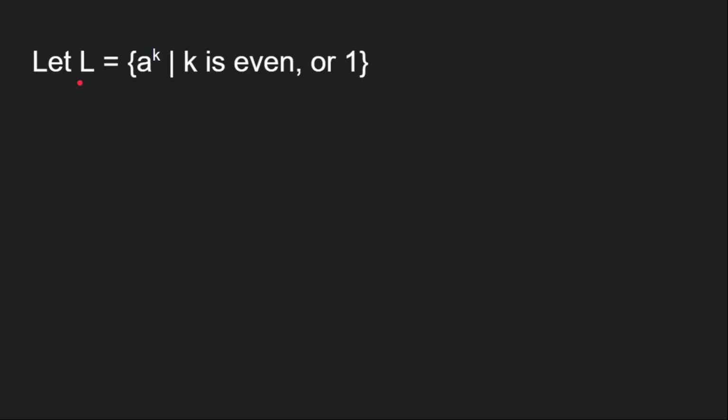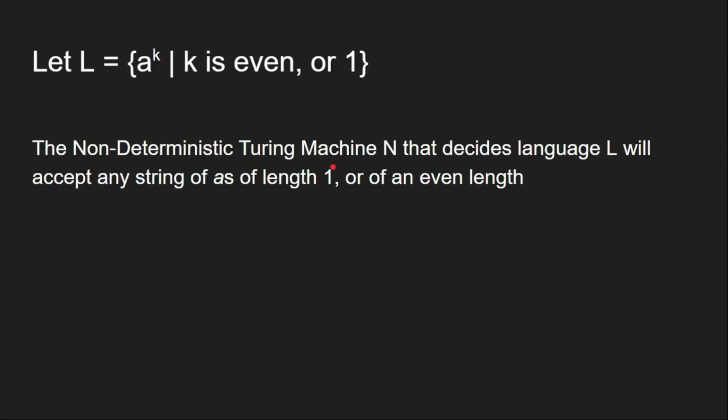The NTM that will accept L we will call N, and this will be our example non-deterministic Turing machine. L will consist of any string of A's of length 1 or of an even length. So examples will include 6 A's, 1 A, or an empty string because 0 is an even number.